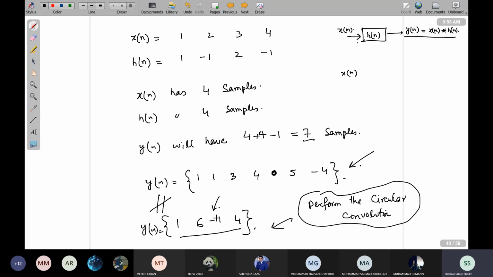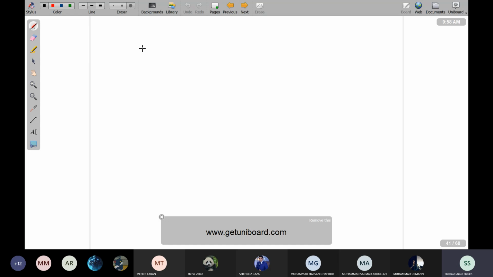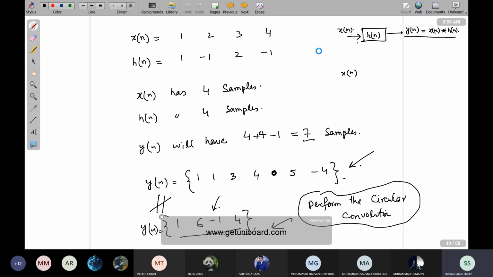There is some problem with this circular convolution result, and if you see closely, तो क्या situation develop हो रही है? Let's see it. देखिए linear convolution का जो मेरा result है वो है 1. This is a very important concept, जरा गौर से इसको देखिए. 1 1 3 4 0 5 minus 4. That's the result of my linear convolution. This is it. 1 1 3 4 0 5 minus 4.